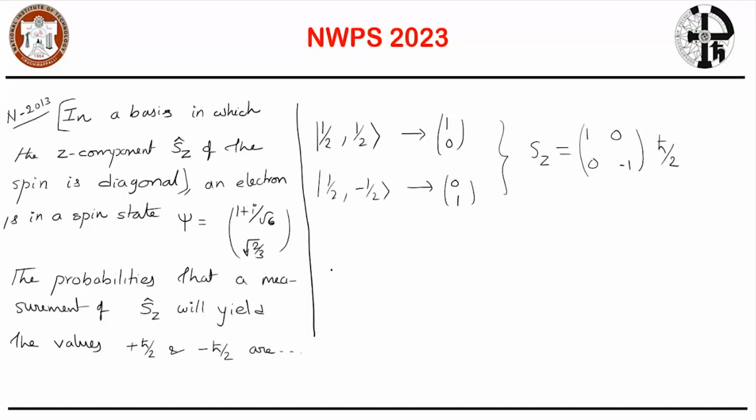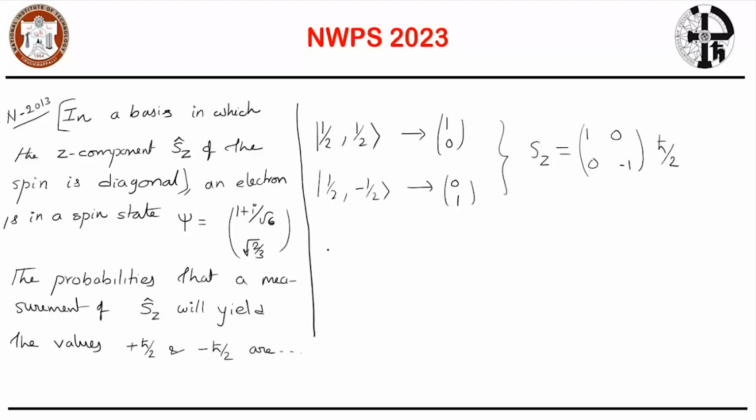There is a spin state psi, which is (1 plus i) over root 6 and root of 2 over 3. This state is given. You need to find the probability that the measurement of Sz will yield plus h over 2 or minus h over 2. What is the meaning of measurement of Sz?